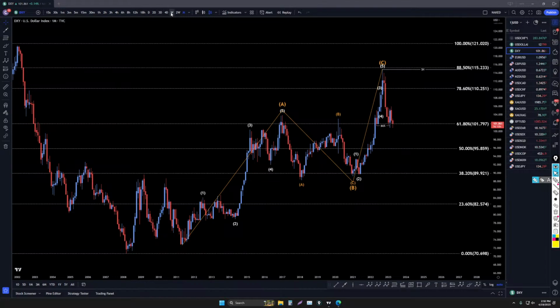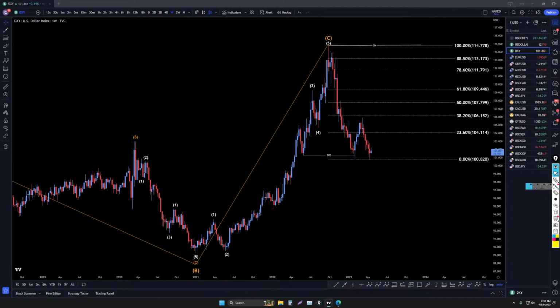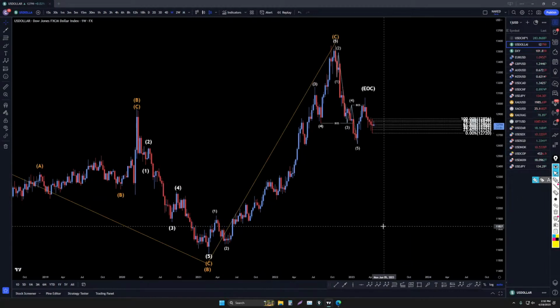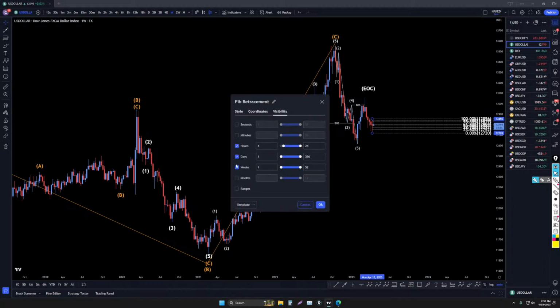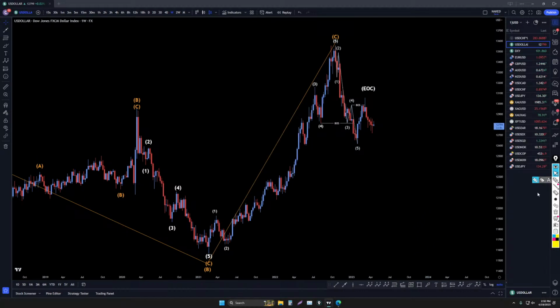So let's take it down to the weekly time frame. On the weekly time frame, I do like to switch back to the US dollar index because I do find that one is actually quite a bit more trustworthy. So on the US dollar index, I see a 1, 2, 3, 4, 5. I still think this is either a 1, more likely to be a 1, but I'm still looking at it as possibly being a wave A.